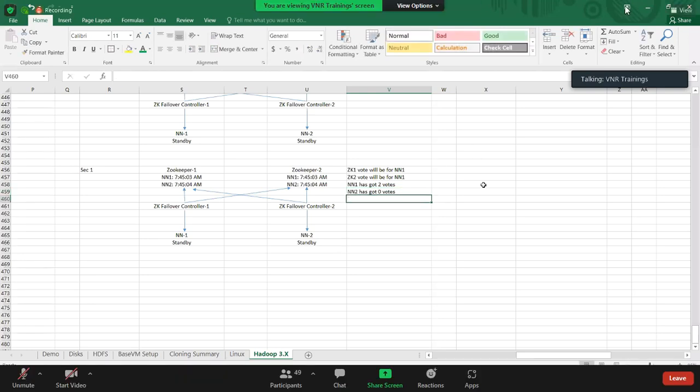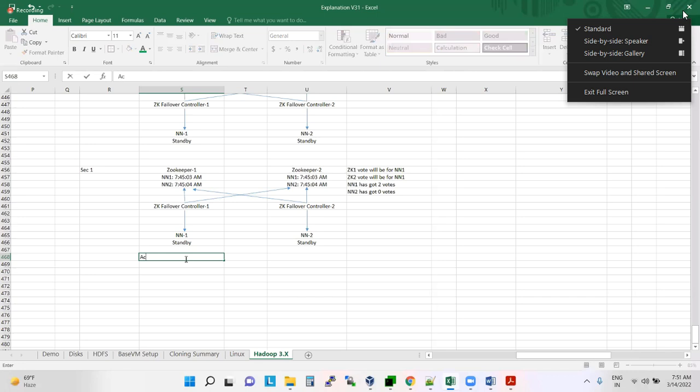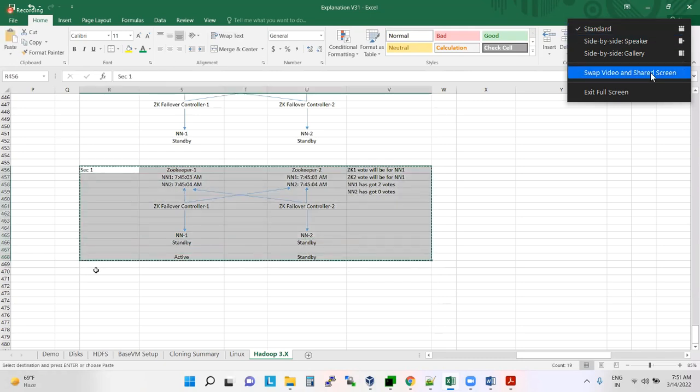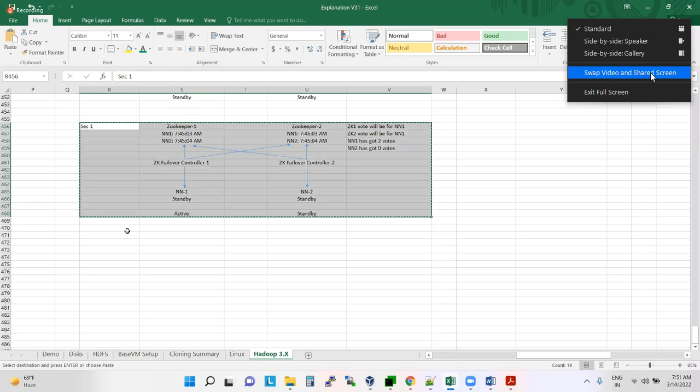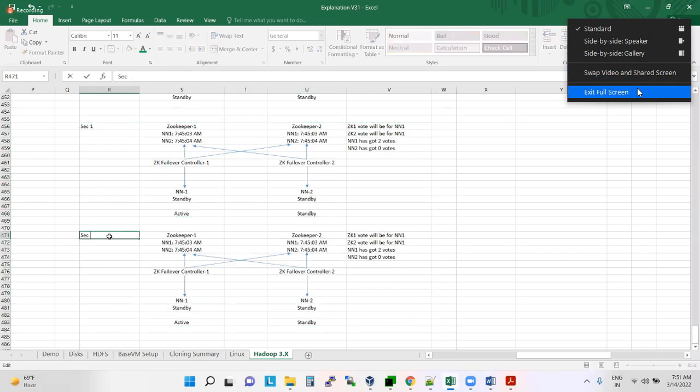The condition is that whoever gets more votes will become active. In this scenario, who got more votes? Name node 1, sir. Name node 1 will become active, and the other will be in standby mode. Understood? This is scenario 1. Any questions in this scenario? No, sir. I will show you scenario 2.